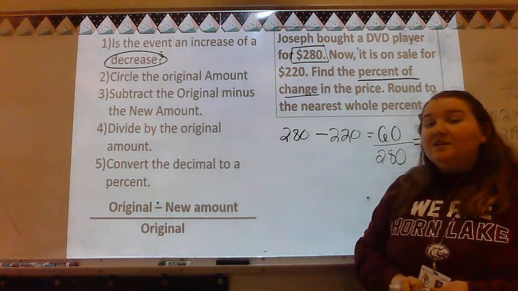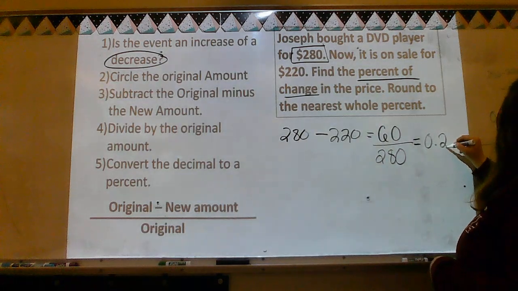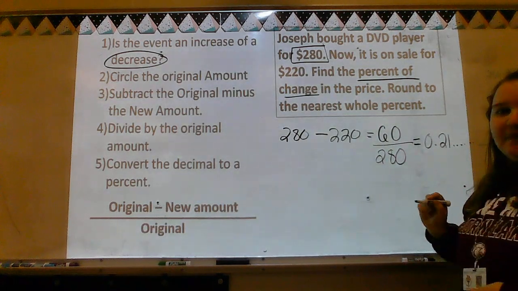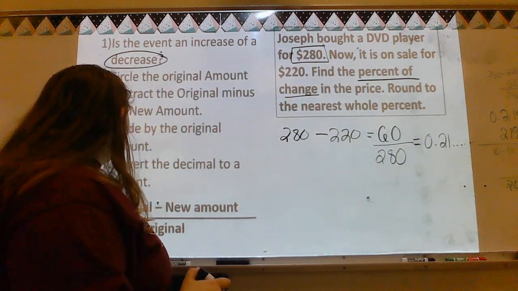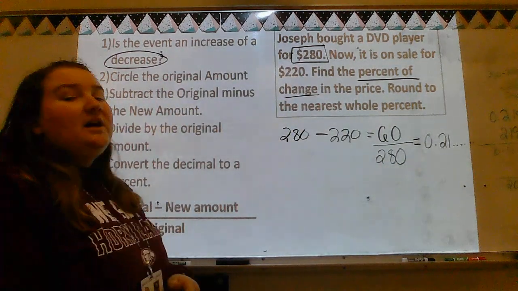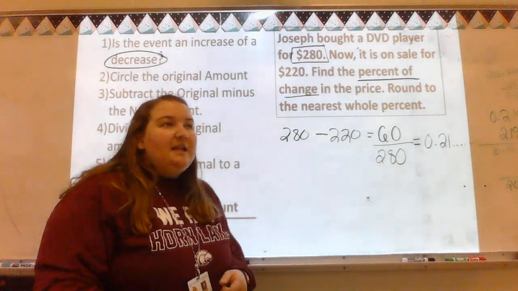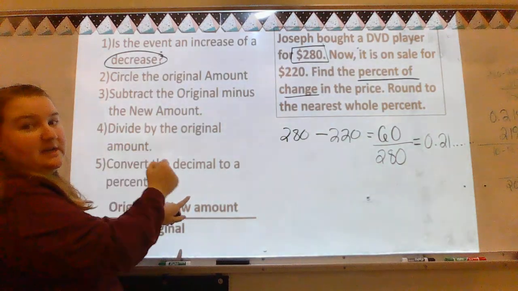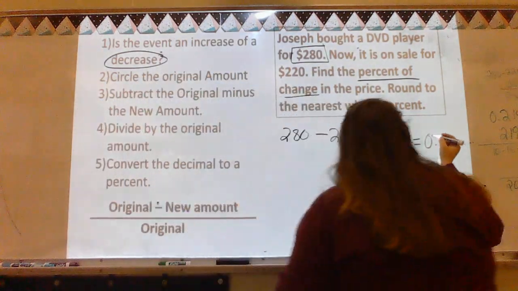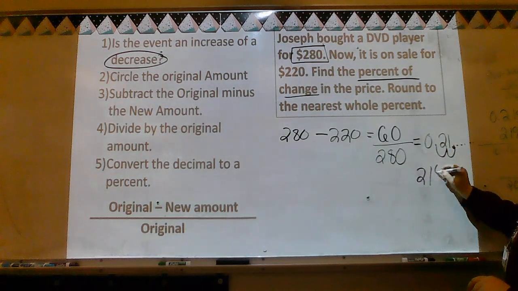Now, when you divide this, you're going to get kind of a long decimal. So you get 0.21. In this situation, we want to convert the decimal to a percent. We're going to round to the whole percent. So when we convert a decimal to percent, instead of moving our decimal 2 times to the left, we're going to move our decimal 2 times to the right. So 1, 2, this is 21%.